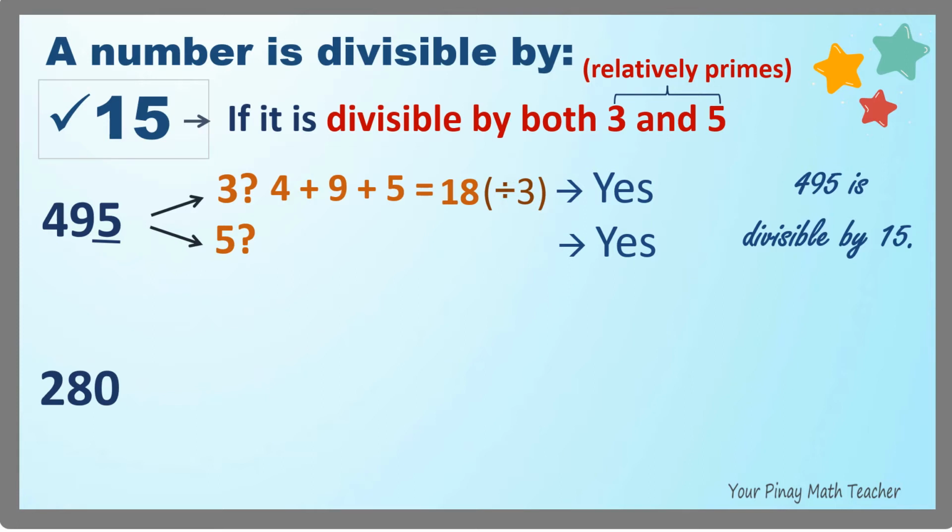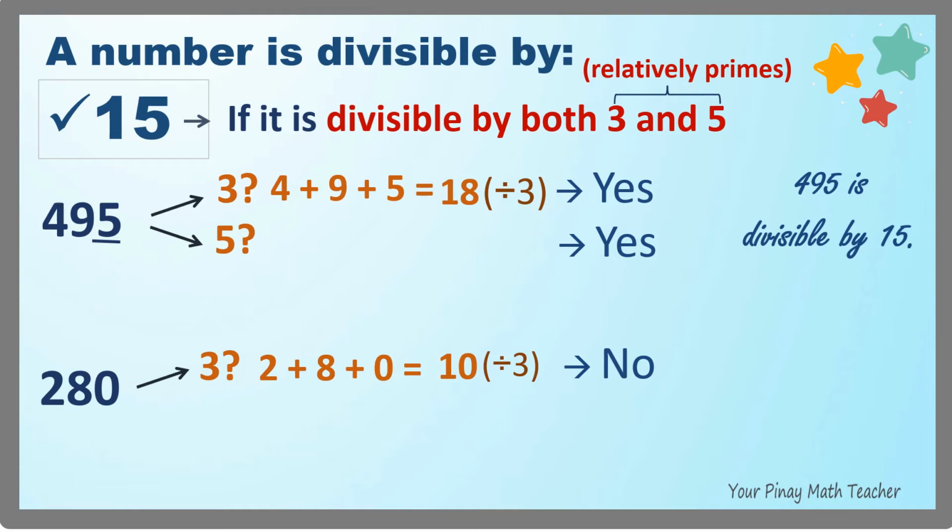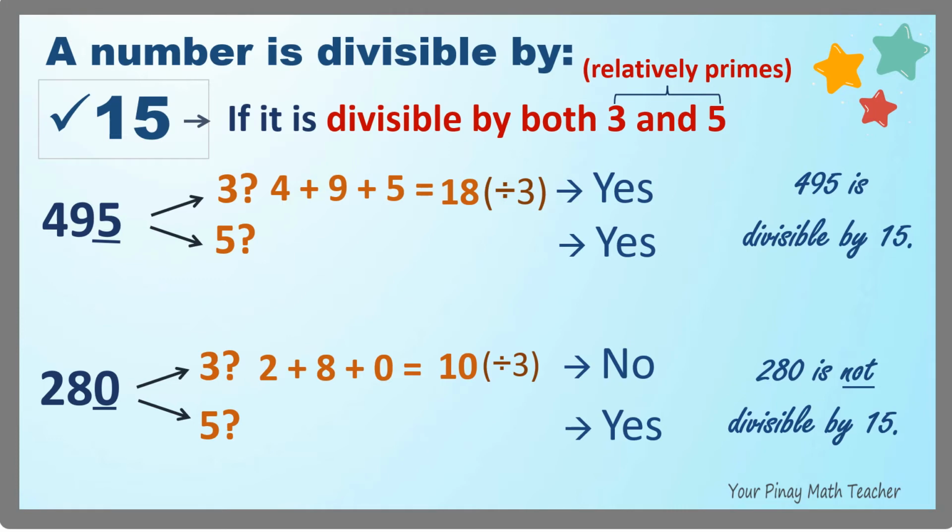How about 280? Is this divisible by 3? What is the sum of 2, 8, and 0? It's 10. Can you divide 10 by 3? No. Is 280 divisible by 5? Yes, because it ends in 0. But since it's not divisible by 3, then 280 is not divisible by 15. So 15 is a factor of 495.